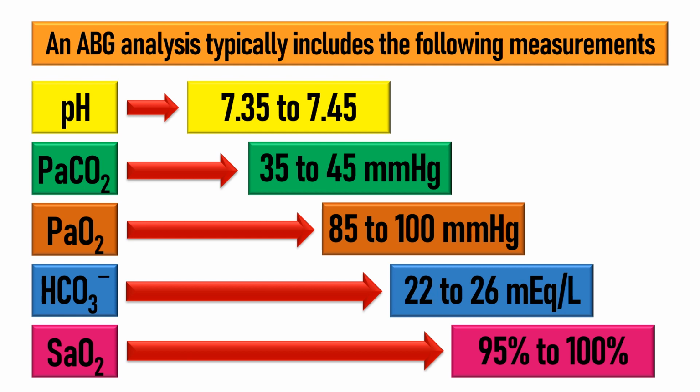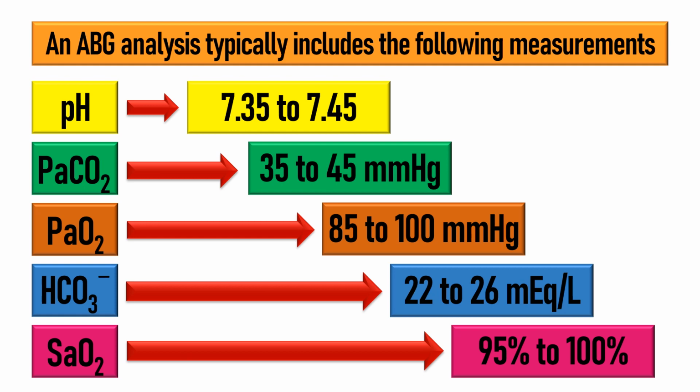pH indicates the acidity or alkalinity of the blood. The normal range is 7.35 to 7.45. PaCO2 is the shortened form of partial pressure of carbon dioxide in blood. The partial pressure of carbon dioxide in arterial blood reflects the respiratory component. The normal range is 35 to 45 millimeters of mercury.